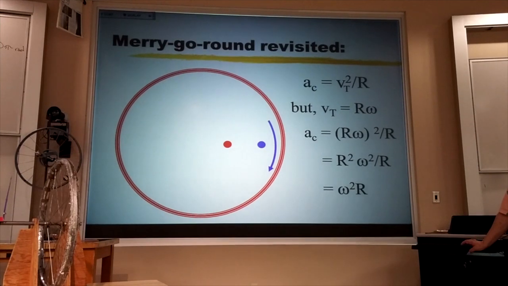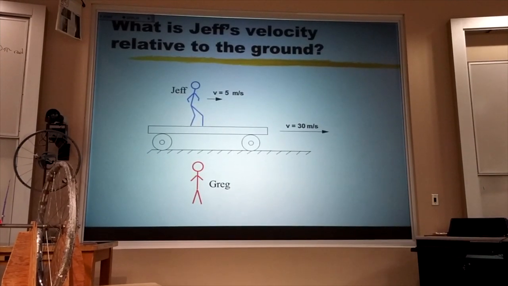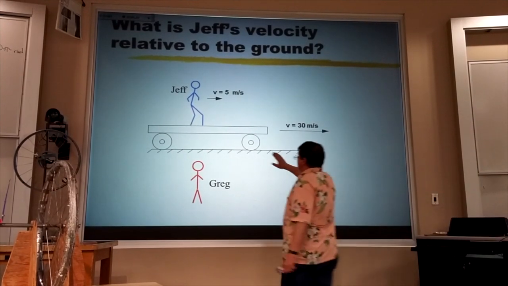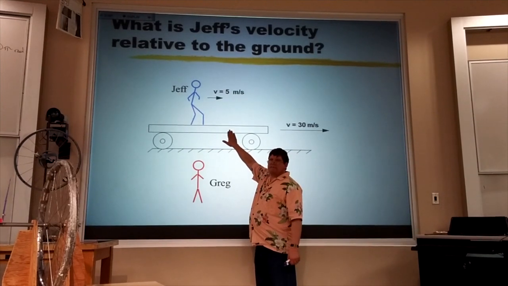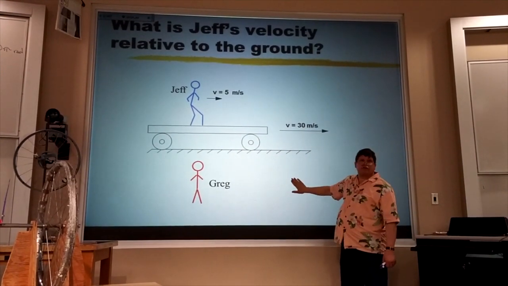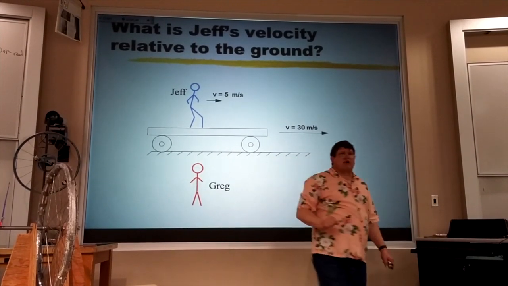Okay, one more big idea before I let you go. I'm going to introduce this with a little bit of a review. If Jeff is moving at 5 meters per second relative to this boxcar, and the boxcar is moving 30 meters per second relative to the sidewalk, Greg standing on the sidewalk thinks that Jeff is going how fast?